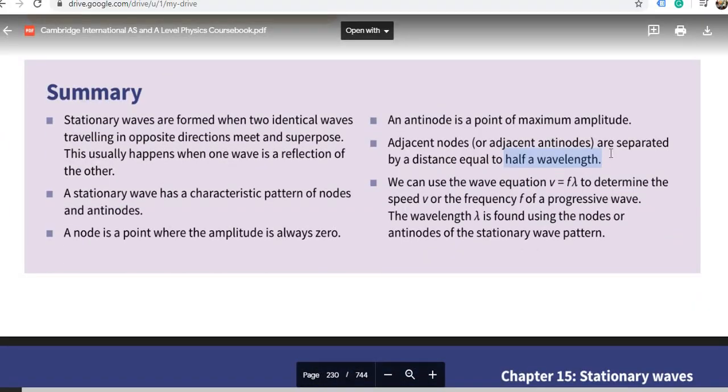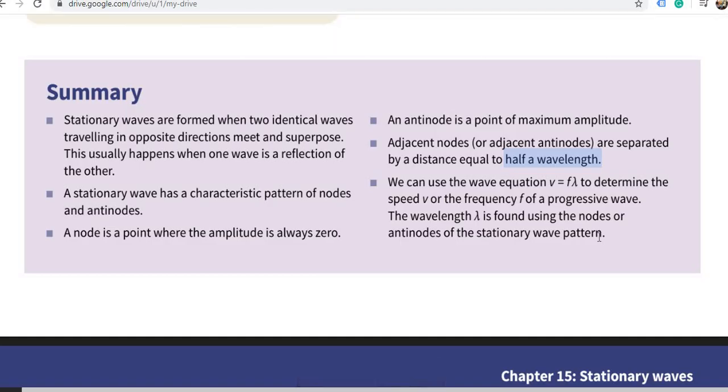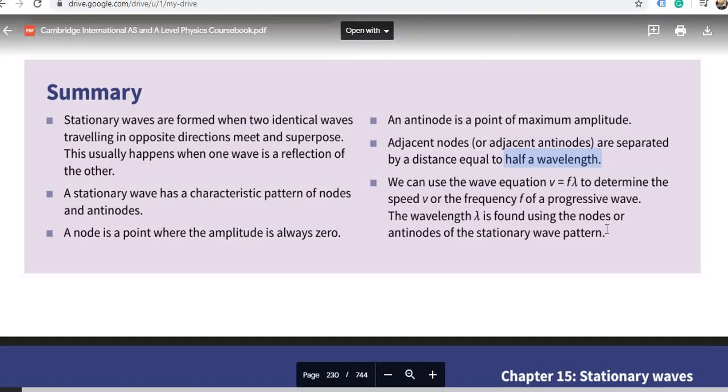Yeah, we can use the wave equation v equals f lambda to determine the speed v or the frequency f of a progressive wave. The wavelength lambda is found using the nodes or antinodes of the stationary wave pattern, because it is these progressive waves that form the stationary wave.